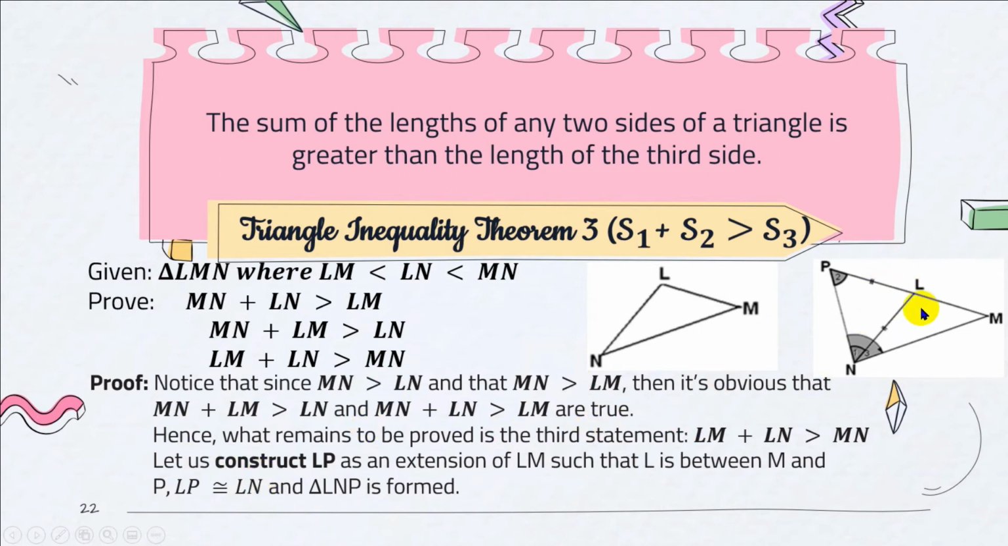We are going to add a segment from point L of our triangle, line segment LP, wherein L is in the middle, so L is the midpoint. LP is an extension of side LM such that L is between M and P and LP is congruent to LN. So make sure that this LP is congruent to our side LN.